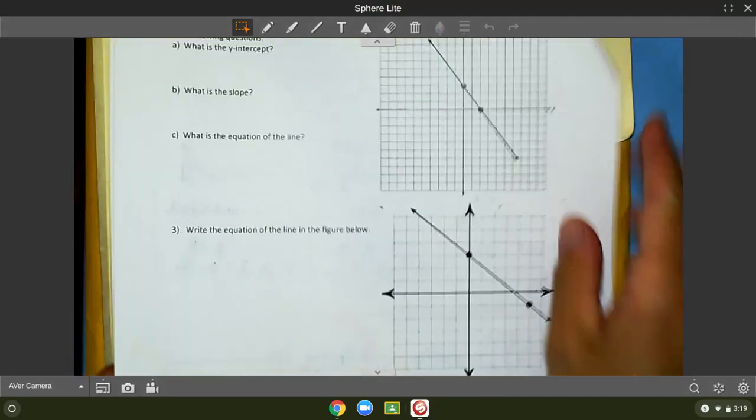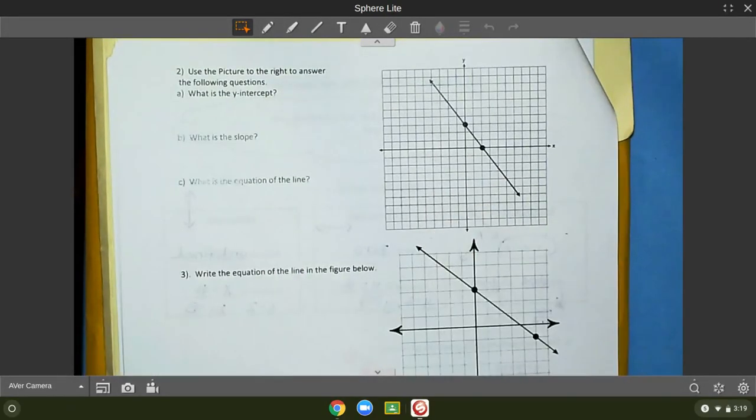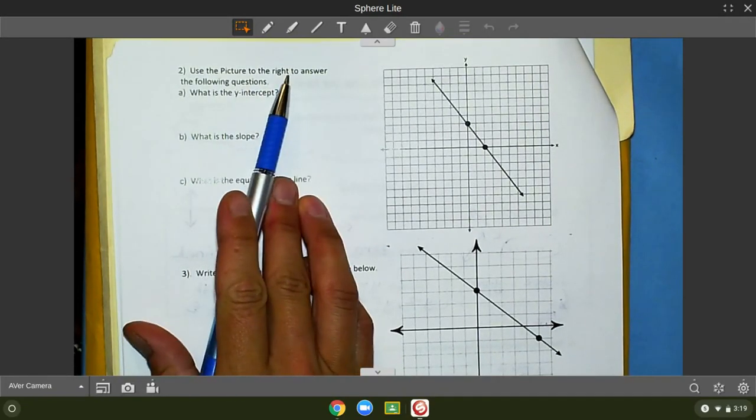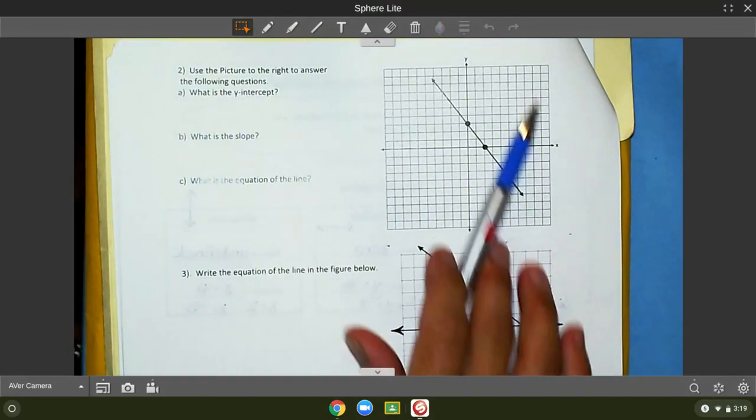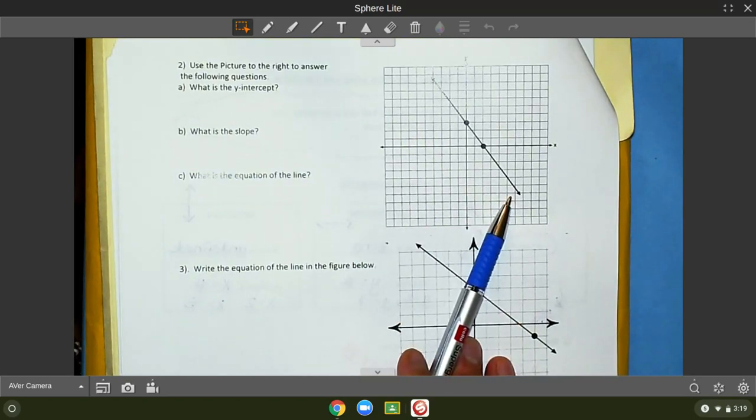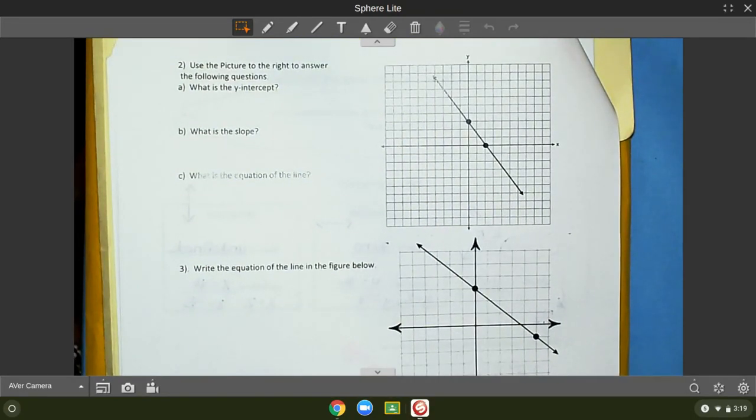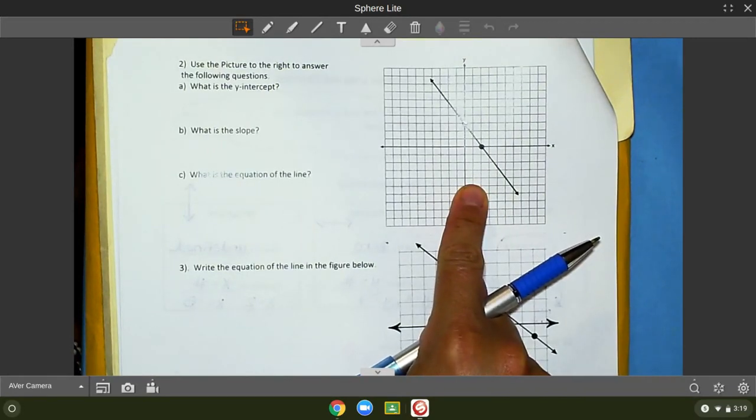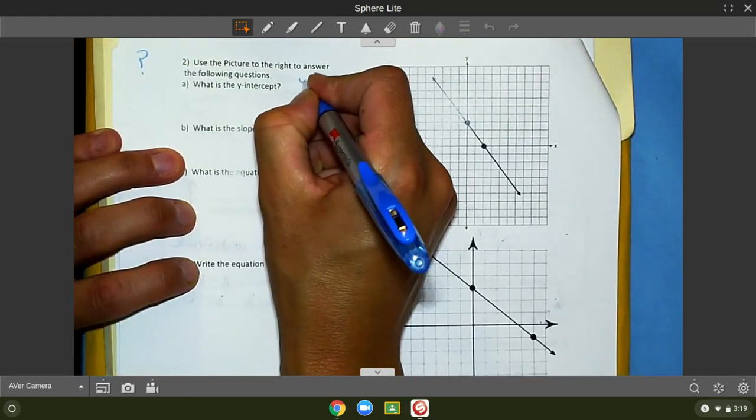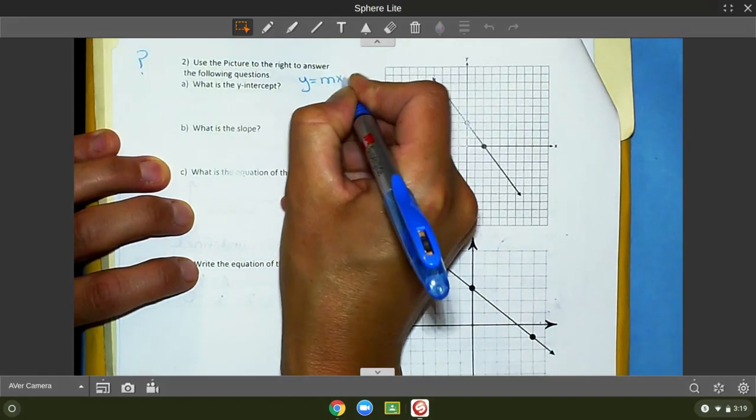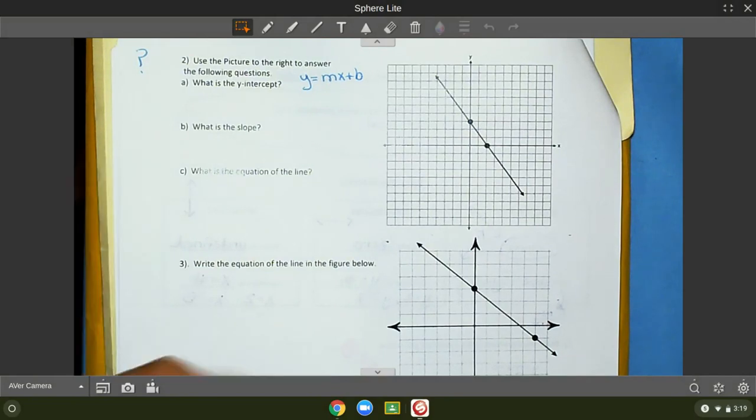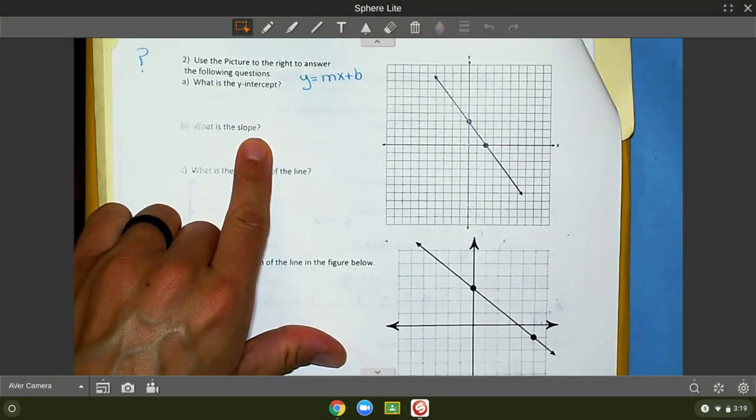And now let's practice. If you have a picture, can you write the equation of a line? So let's go ahead and give it a try. Use the picture to the right to answer the following questions. Well, if we look here, this is a diagonal line. So is this line going to be y equals mx plus b, x equals a number, or y equals a number? Go ahead and click your choice. All right, so the correct answer is it's going to be y equals mx plus b because this is a diagonal line. So in order to write the equation of a diagonal line, we need the y-intercept and the slope.